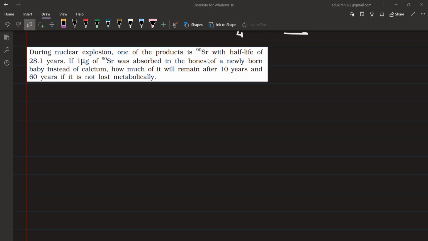Now, I hope your mind is working in a way that you need to find out A and A naught. You have to find out A naught and A. Your mind should be working in these terms only, because the half-life has been given. So if you have been given the half-life, then you have also been given the rate constant, right? So you have the rate constant. Think about this, that you have the rate constant already.